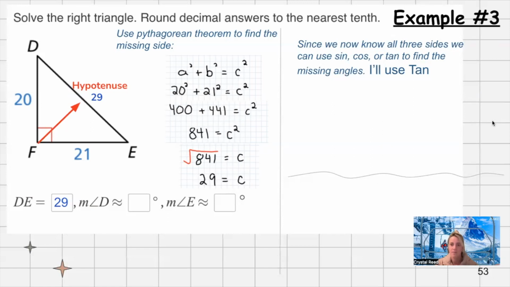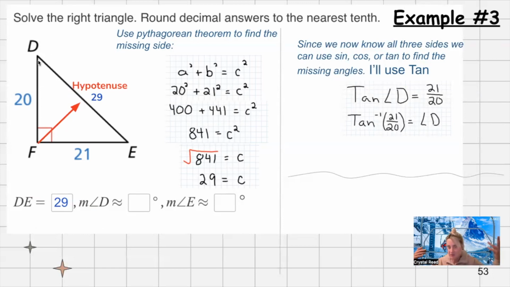It doesn't really matter. And so setting that up, I know that the tangent of angle D, and I picked angle D, you could pick angle E, it would just flip-flop them. So the tangent of, but we're trying to find angle D here first. So the tangent of angle D is opposite over adjacent, so 21 over 20. In order to find that angle D, we'll put that in our calculator. Inverse tan of 21 over 20 gives us the measure of angle D.